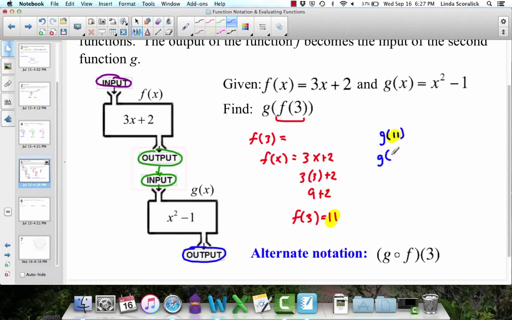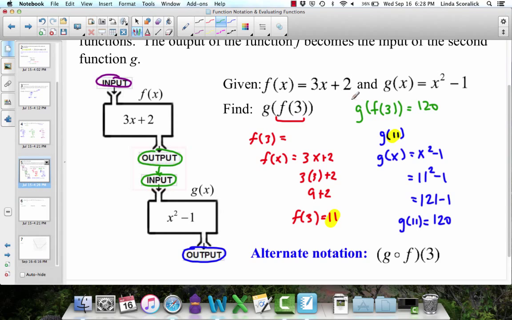To do this, we have to use the g of x function, which is x squared minus 1. Substitute that input, and we find that g of 11 is 120. Putting the answer together, g of f of 3, when we evaluate that composition of functions, would be 120.